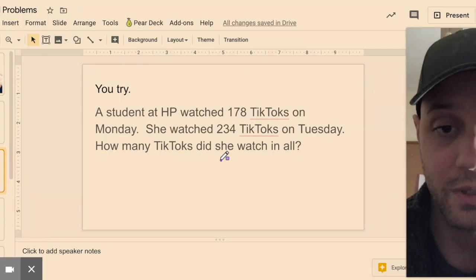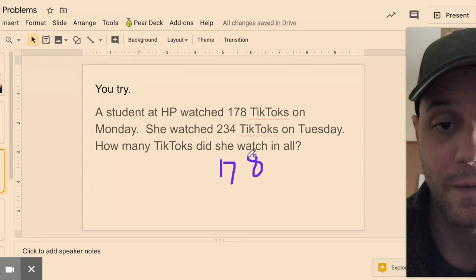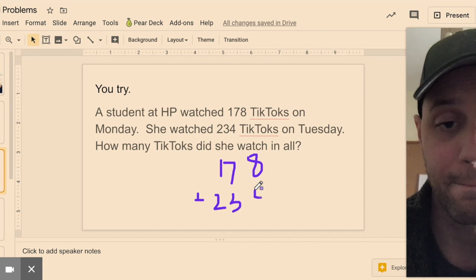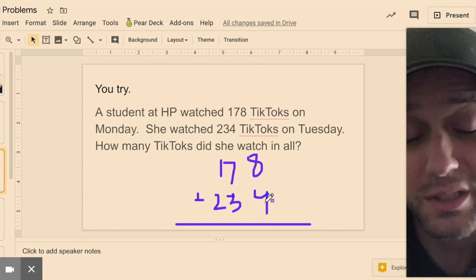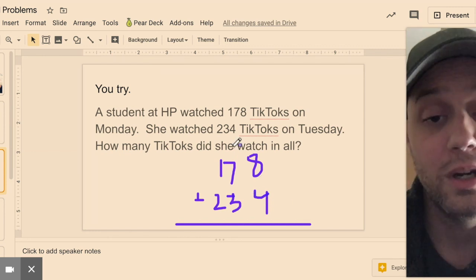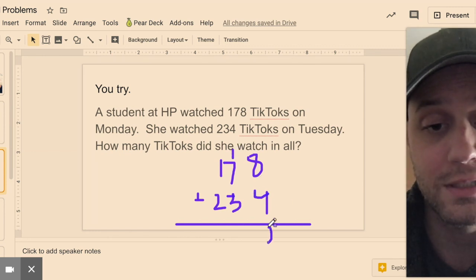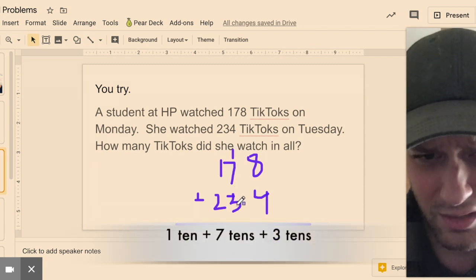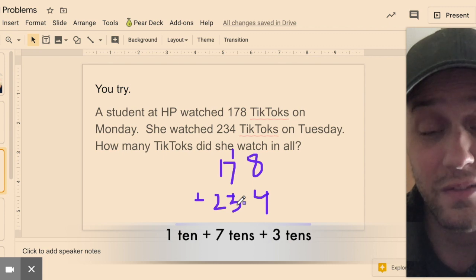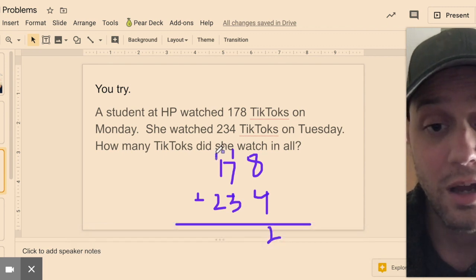So, with the traditional way again, 178 plus 234. Ones lined up, tens lined up, hundreds lined up. Make sure that's a little bit neater. 8 ones plus 4 ones, it's 12. 12 is 1 ten and 2 ones. 10 plus 70 is 80. 80 plus 30 is 110. That's 11 tens, which is equal to 10 tens is 100 plus 10.